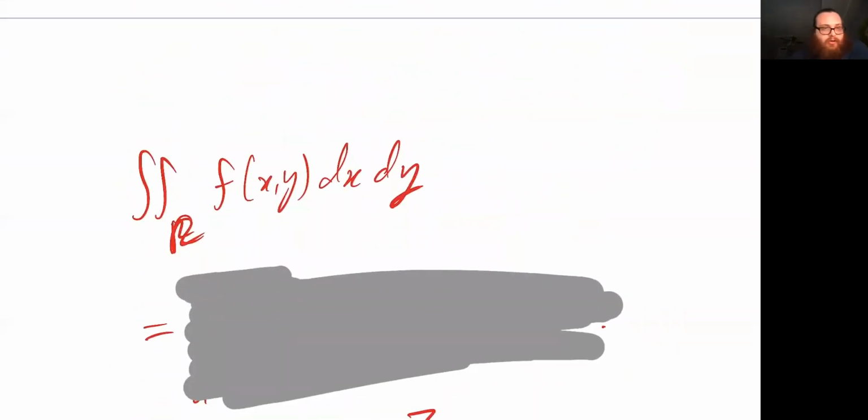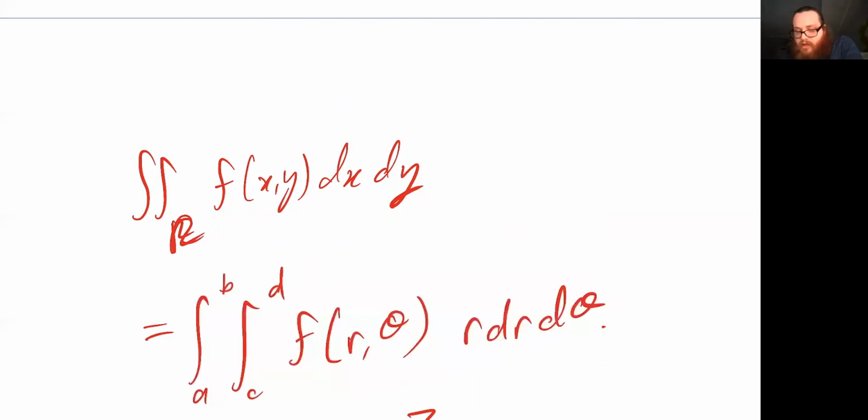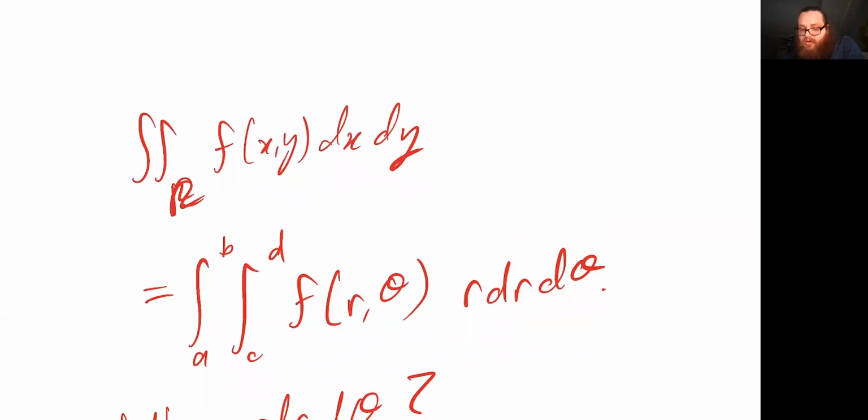So what does an integral look like with respect to polar coordinates? It would be nice if we could just replace dx with dr and dy with d theta. But in this case, we can't quite do that. And so the correct substitution is going to be this. Instead of dx dy, which is this infinitesimal square in Euclidean coordinates, the corresponding infinitesimal square is going to be r dr d theta.